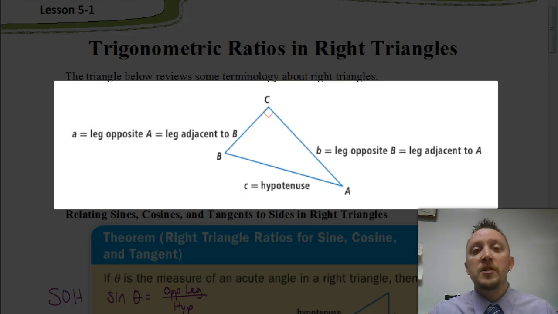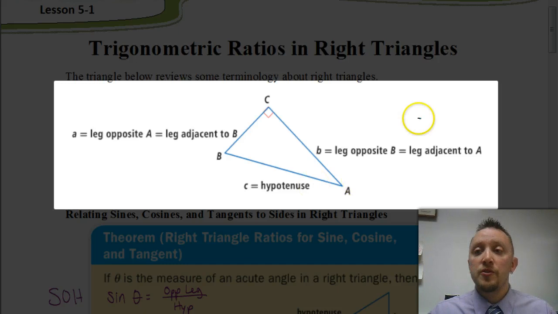Now, the point of this lesson is to look at the trigonometric ratios. The trigonometric ratios only work with the right triangle. If we're not working with a right triangle, then we're going to have to do something different called either the law of sines or the law of cosines, which we look at in future videos. But for this lesson, it's important to know that the sine, the cosine, and the tangent ratios only work with the right triangle.